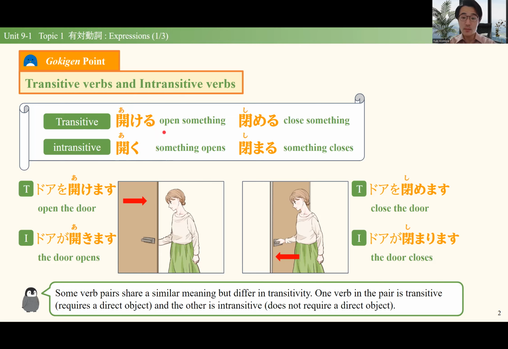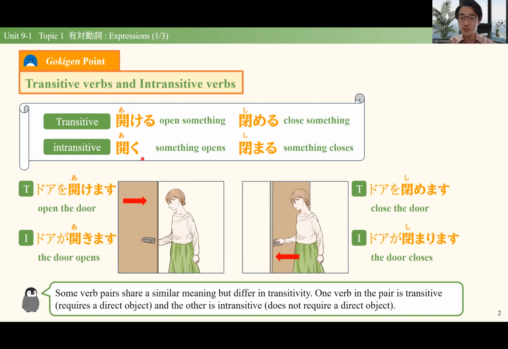Akeru, open something. This is a transitive verb, meaning this verb requires an object. So when you open something, you need something. Like when you want to open something, obviously you need a door or you need a lid. You need something that you want to open. So it requires an object, akeru.